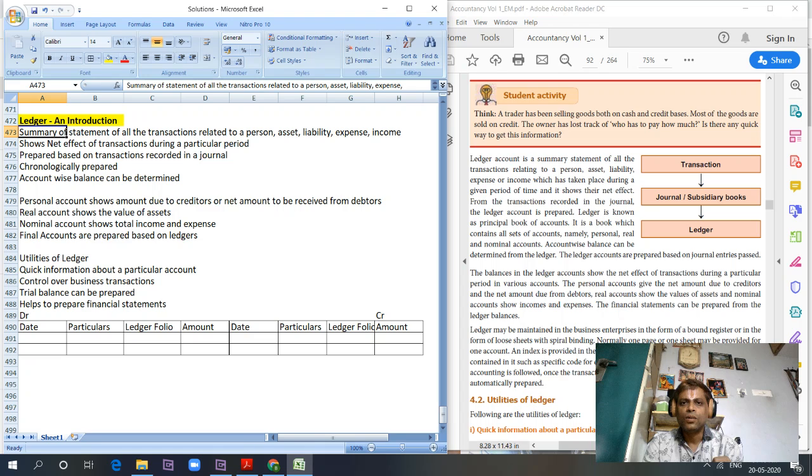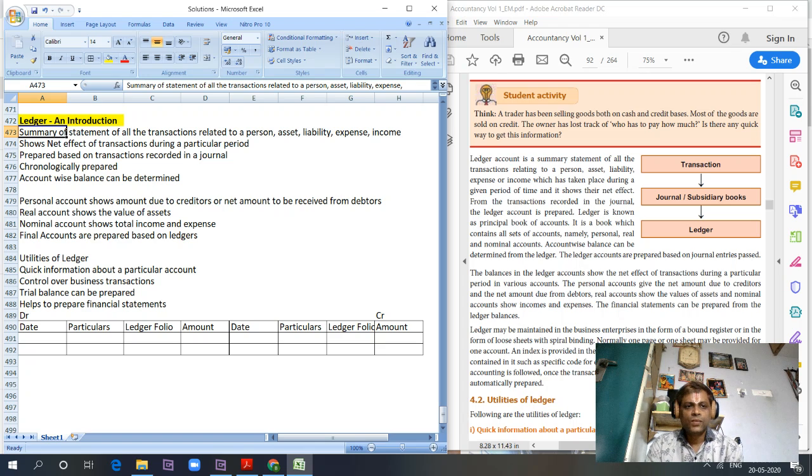What is the value of my assets? We are purchasing furniture, we are purchasing plant and machinery. There will be depreciation that will get recorded in the books of accounts. So, what is the value of my furniture? What is the value of my buildings or plant and machinery? What is the value of my assets? What is the value of my liabilities? From journal entries, we cannot ascertain all these things. Summarizing all these journal entries into ledgers will help us ascertain the values that will help us take the next step in accounting.